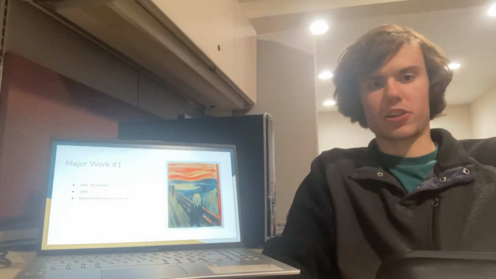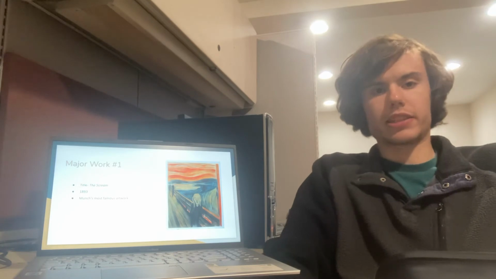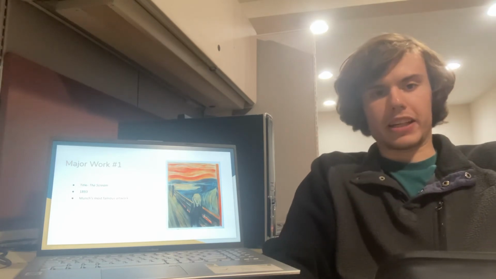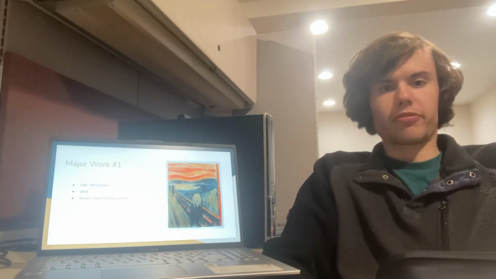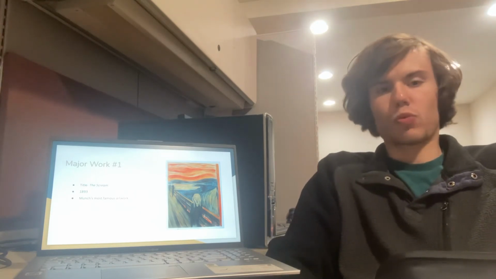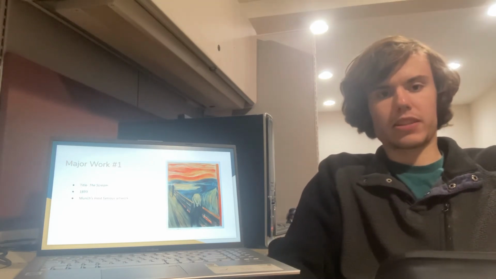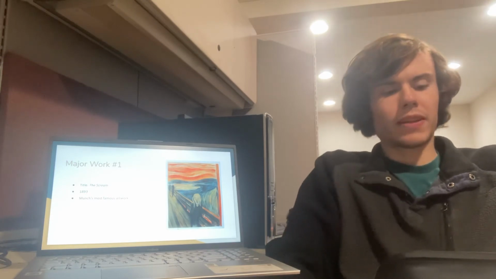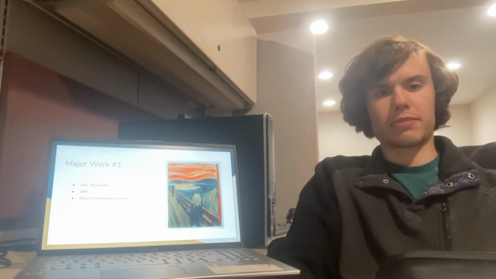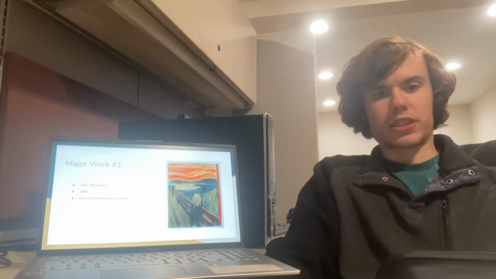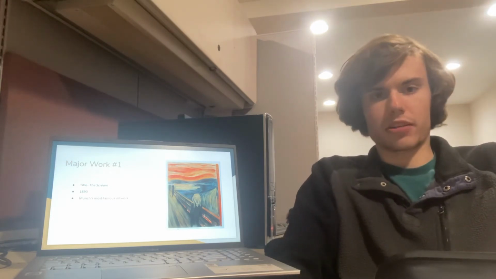The first major artwork of Edvard Munch that I'm going to talk about is The Scream, which was made in 1893. It is considered to be his most famous artwork. It's widely recognizable. It's easily one of the most famous paintings of all time. There's a lot of deep themes involved with this painting. It looks very dark and depressing and looks terrifying.